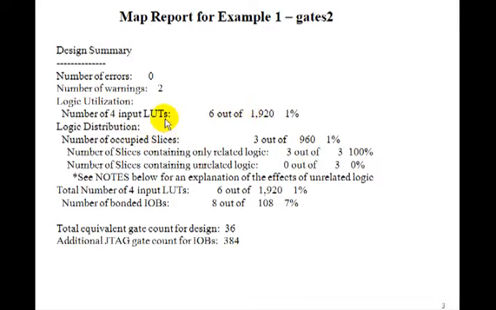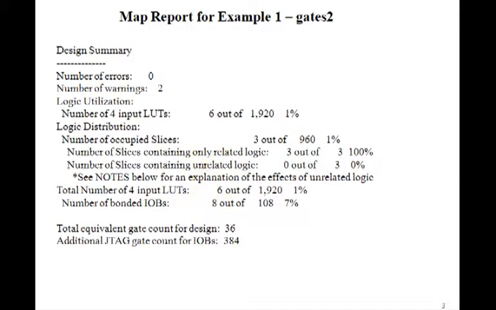Here's the map report for example 1 on gates 2. Notice that we have 6 4-input lookup tables that we've used out of 1920. If you go back and look at the table at the end of the last lesson, you'll see that we're actually using the Basis 2 board here rather than the Nexus 2, which has considerably more lookup tables. We use a total of 3 slices because you remember that there are 2 lookup tables in each slice. And we've also used 8 I.O. blocks.